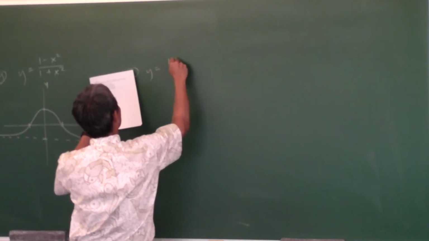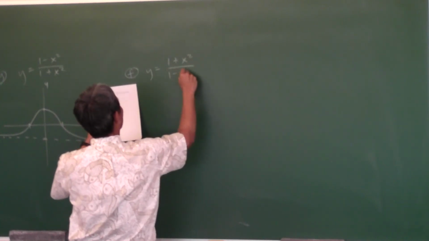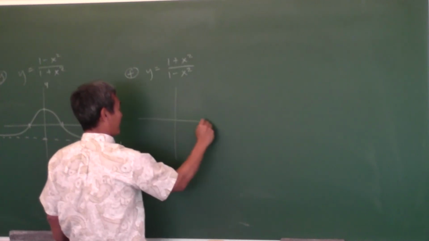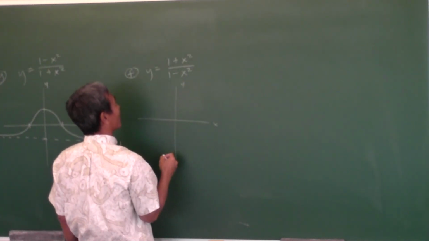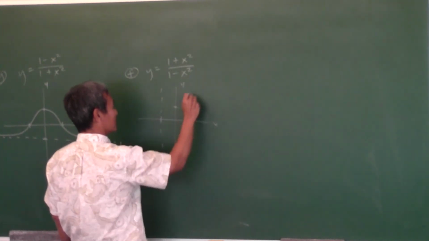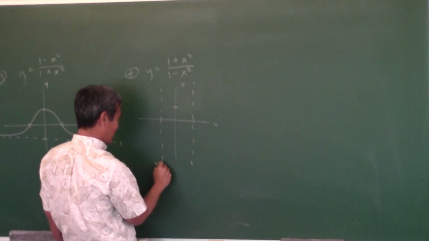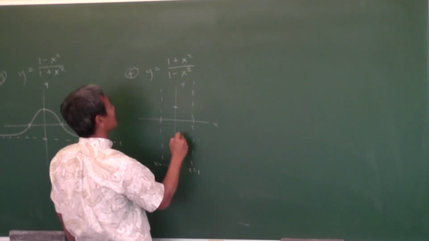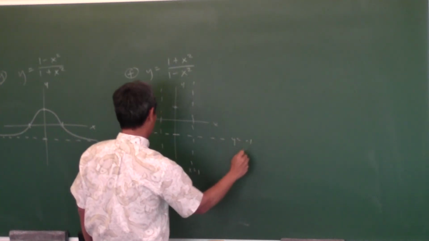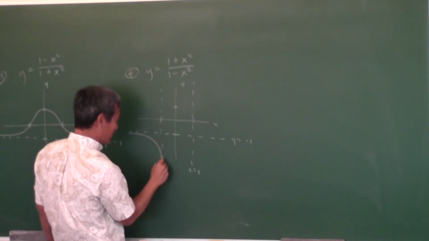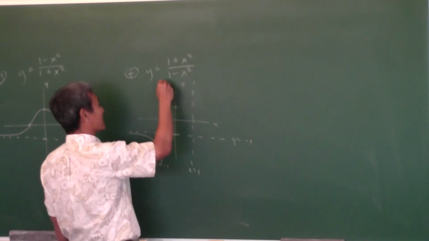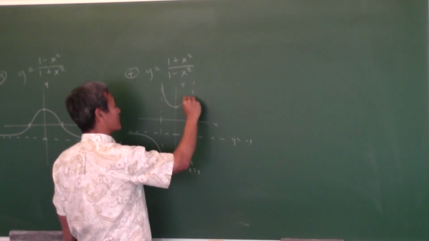Y equal 1 plus x squared all over 1 minus x squared. Hey, that's just the reciprocal of this graph. Okay, so x-intercept no more, y-intercept is 1. Vertical asymptotes are x equal plus or minus 1. The horizontal asymptote is going to be y equal negative 1. And then over here it's got to be down here, because if you drew it up here it would cross the x-axis. But then since it's exploding on this side, it's got to explode on this side, got to pass through it and it's got to go up.